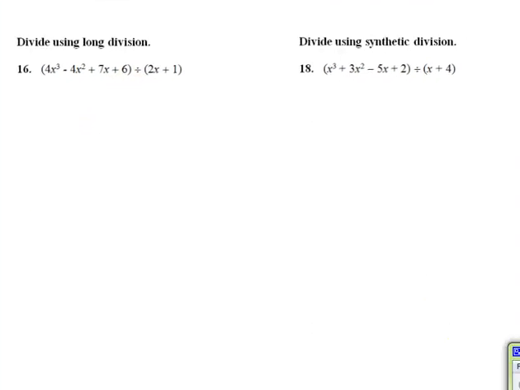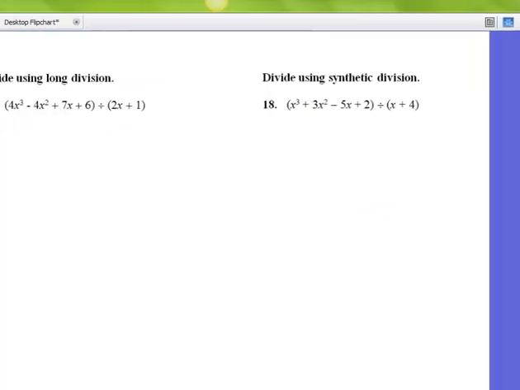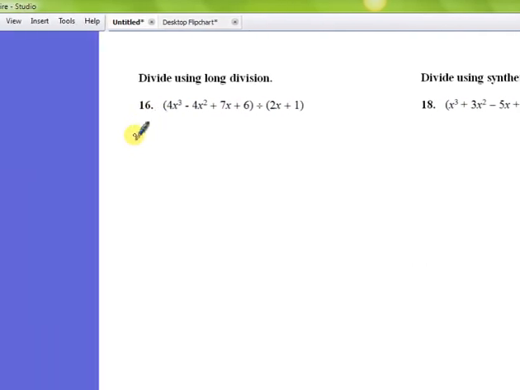So what we have to do is simply rewrite this as a long division problem. I'm going to start with the 2x plus 1, and I'm going to write this out: 4x cubed minus 4x squared plus 7x plus 6.